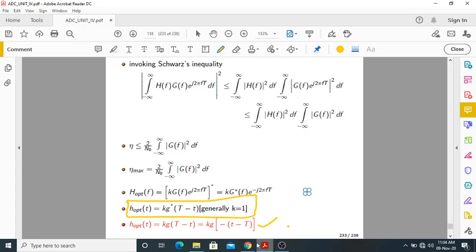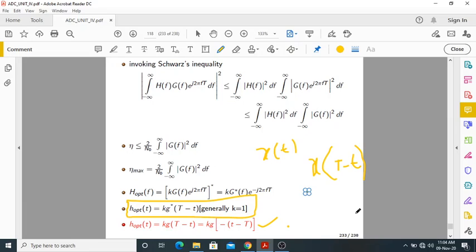You understand this? Here we are talking about some elementary operations on the signals. So if you are given x of t, I am asking you to find out what is x of capital T minus small t.